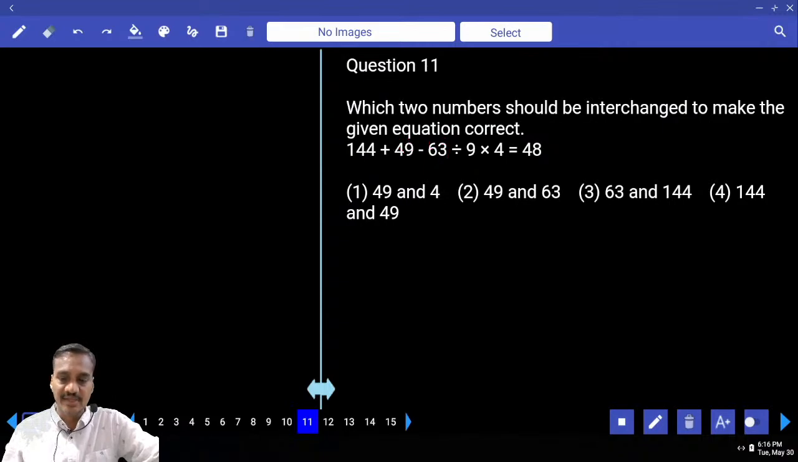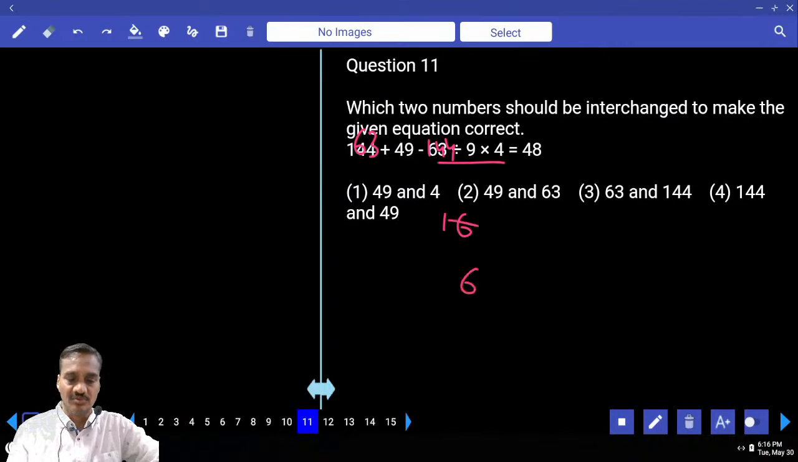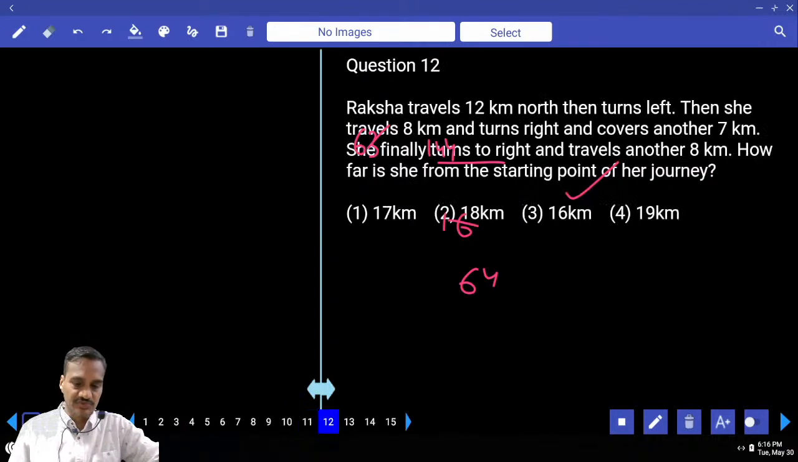Then choice 3, 63 and 144. Now this is 63 and this is 144. 144 divided by 9, does it work or not? Yes. What is the value we have? 16. Then next one, 16 into 4 is 64. Now minus 64 plus 63 minus 49 minus 1, 48. Choice 3, question number 11. Then next one, 12th one.